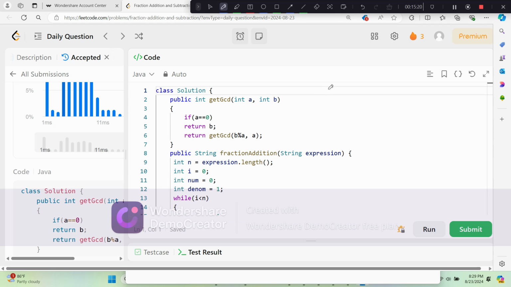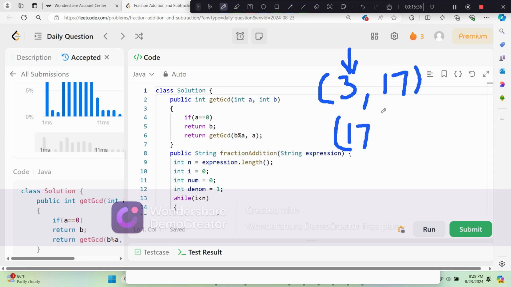We can take one more example. Instead of 4 and 8 being the favorite kind of thing, let's say we are taking 3 and 17. Suppose 3 and 17, nothing is common, right? So what will we do? This is not 0, right? Then we will do 17%3 and 3, right? 17%3 and 3.